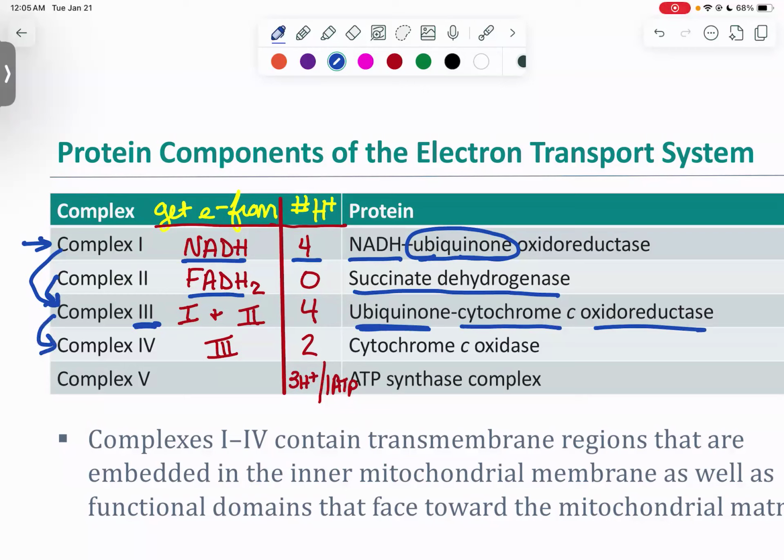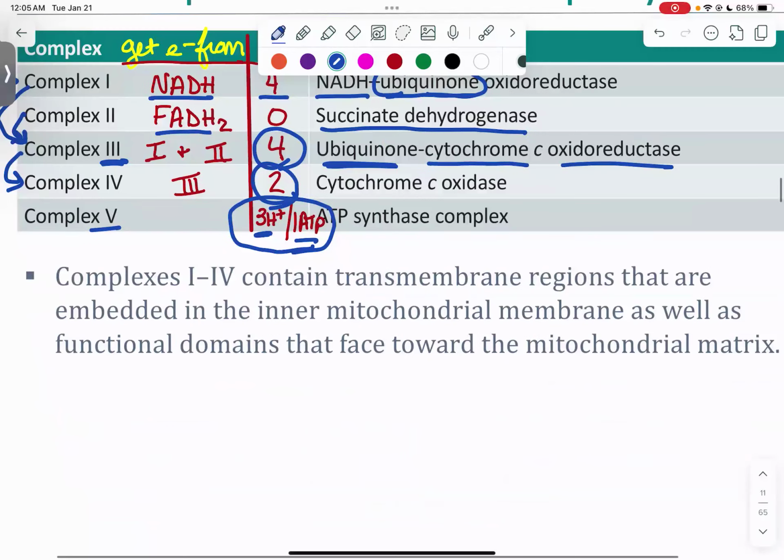Then the electrons go from 3 to 4, and we pump, oh, and I didn't say that. In complex 3, we're going to pump 4 protons. And then in complex 4, we're going to pump another 2 protons, and we call it cytochrome C oxidase because, well, we'll get there. And then the last complex, we don't really call it complex 5 anymore. Really, we just call it ATP synthase complex. And so this is where we're no longer generating protons, we're using them. For every 3 protons that flow through the ATP synthase complex, we're going to make 1 ATP. And I'll show you how all of that works.